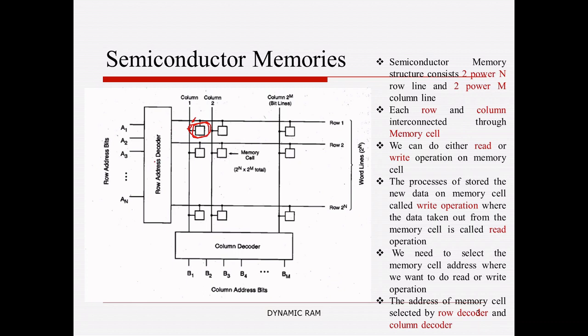Then we might have a question: what is the function of the row decoder address and column decoder address in a semiconductor memory? For example, this is a particular memory. If I want to do either a read or write operation on it, first I need to identify the address location of that corresponding memory. For that purpose we have a row decoder and column decoder. The row decoder identifies the row address and the column decoder identifies the column address. With respect to the address identified by the row decoder and column decoder, we perform either a read or write operation on the corresponding memory.